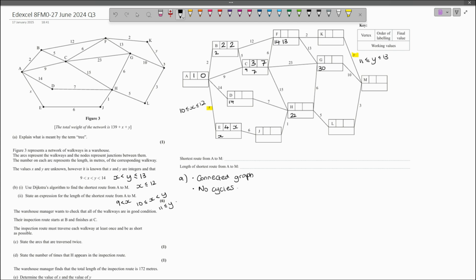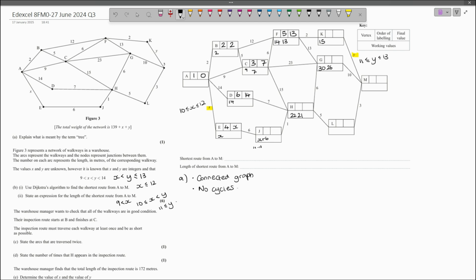Which means a working value for J is x plus 6. So x plus 6 is between 16 and 18. I'm just going to make a note, 16 to 18, just below it, really small. Okay, my next smallest working value is 13, so I'm going to visit that one next. And I'm going to update the vertices connected to it. So K gets a working value of 15, and G 26. D is next, with the final value of 14. So H gets a new working value of 21.